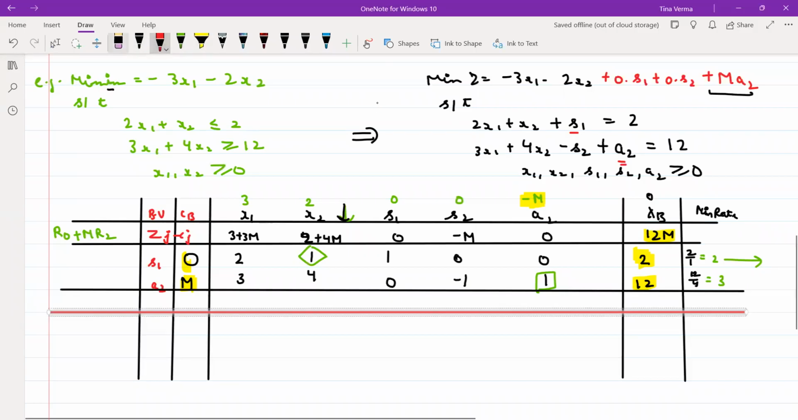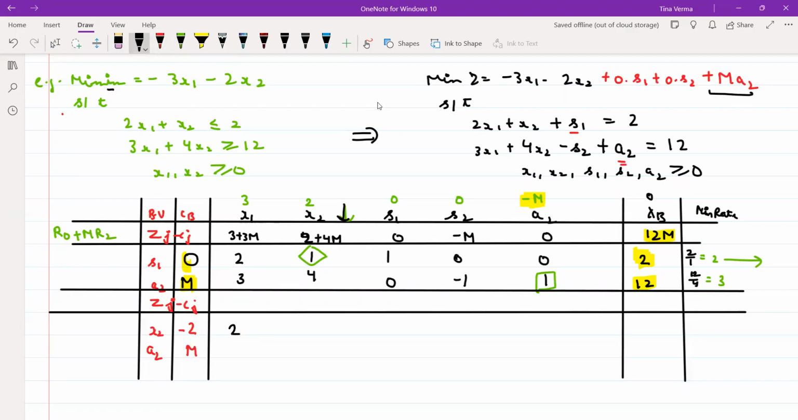So here this entry will be your Zj minus Cj. In place of S1, what will come? X2. A2 will be in its place, right? What is the coefficient of X2? -2. The coefficient of A2 is M, right? Now, you need not perform any iteration. This will be 2, 1, 1, 0, 0 and this will remain 2 because it is already 1.